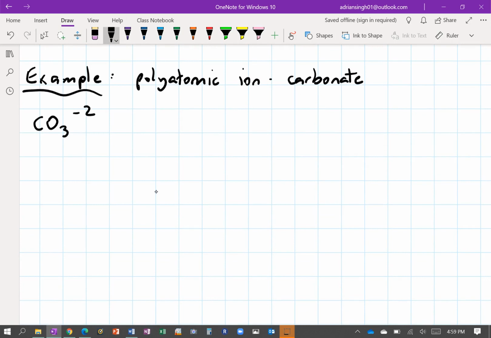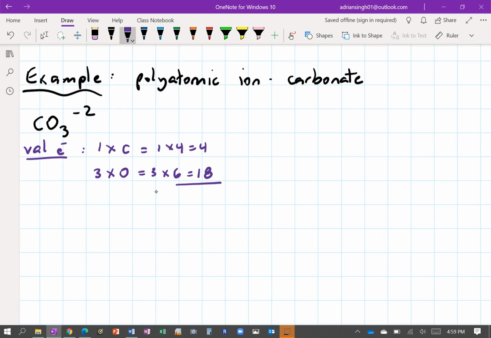So when we go through the steps for drawing the Lewis structures, the first thing that we need to do is to count the number of valence electrons. So we have one carbon. Carbon is in group 4, so 1 times 4 would give us 4 valence electrons for that C. We have 3 oxygens. Oxygen is in group 6, so 3 times 6 would give us 18. So that gives us 18 plus 4, which is 22.